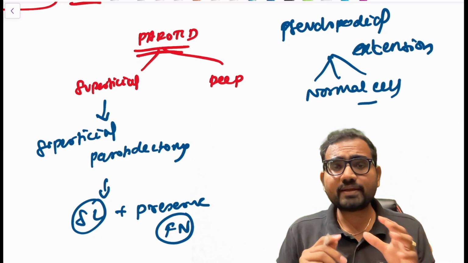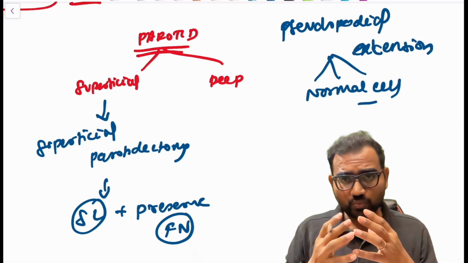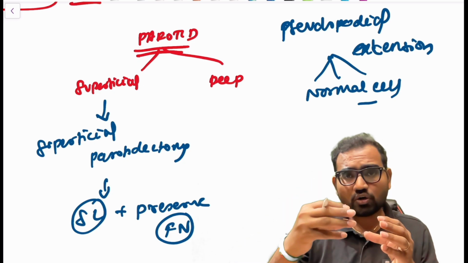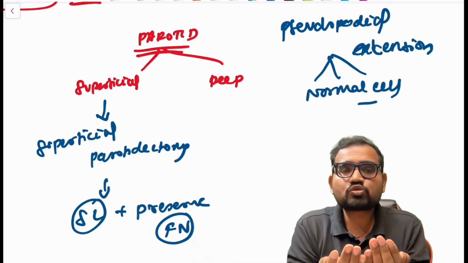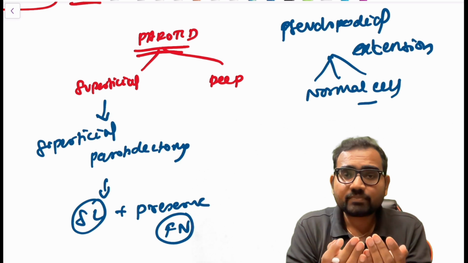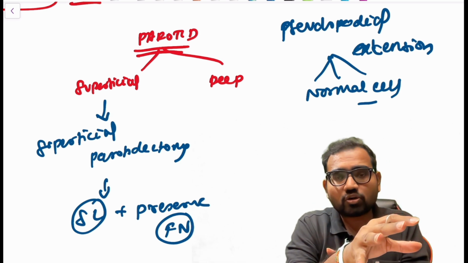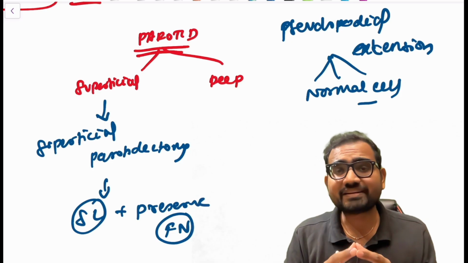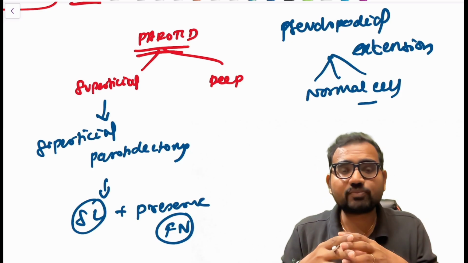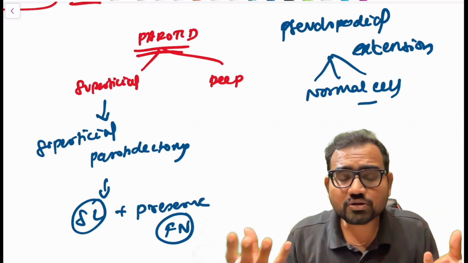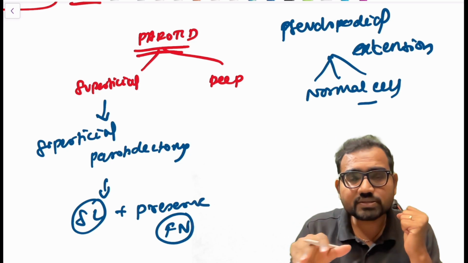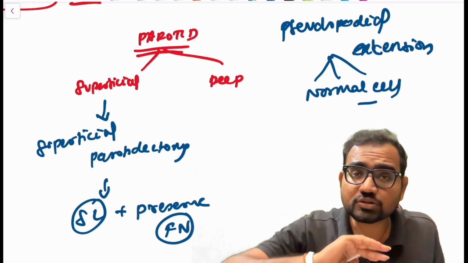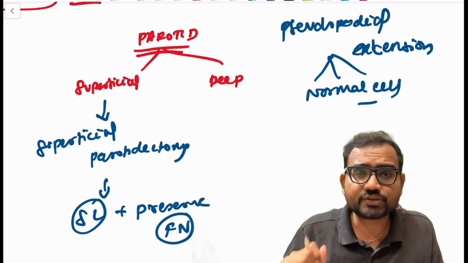That is why, when I see a pleomorphic adenoma involving the superficial lobe, whatever the portion, even the lesser portion or the middle portion, I'll try to remove the entire superficial lobe. Why? Because the pseudopodial extensions will be in the normal tissue. When I do a simple enucleation, there will be recurrence of the pleomorphic adenoma because of the persistence of pseudopodial extensions into the normal cells. So if the superficial lobe is involved, I should completely remove it and preserve the facial nerve.